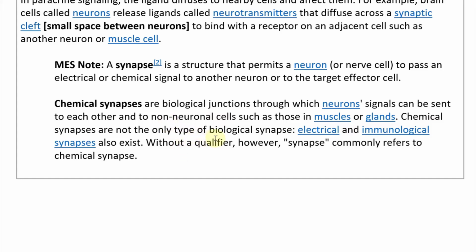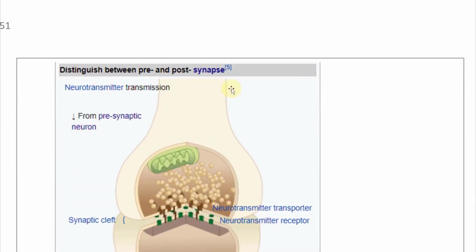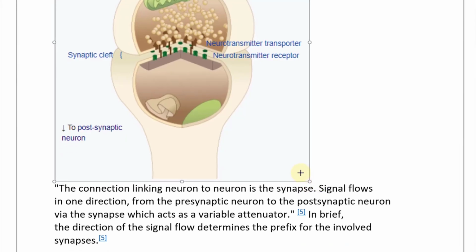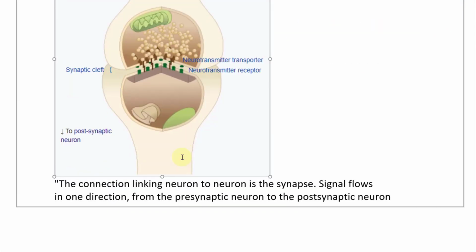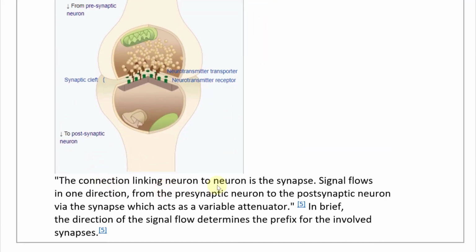Chemical synapses are not the only type of biological synapse. There are electrical and immunological synapses. Those also exist. Without a qualifier, however, synapse commonly refers to a chemical synapse. It's fascinating stuff. Let's continue further and see an illustration of this. Here, the connection linking neuron to neuron is the synapse. Signal flows in one direction from the presynaptic neuron to the postsynaptic neuron via the synapse, which acts as a variable attenuator.